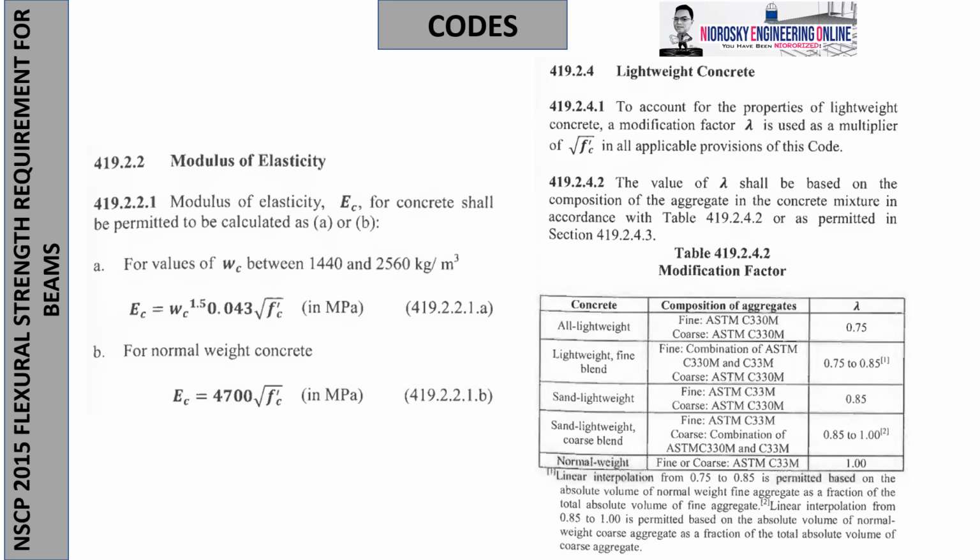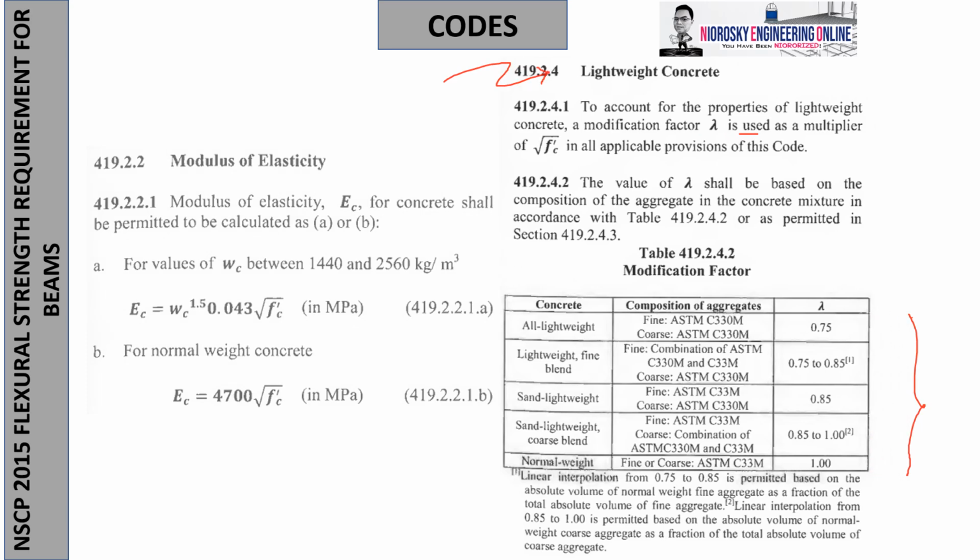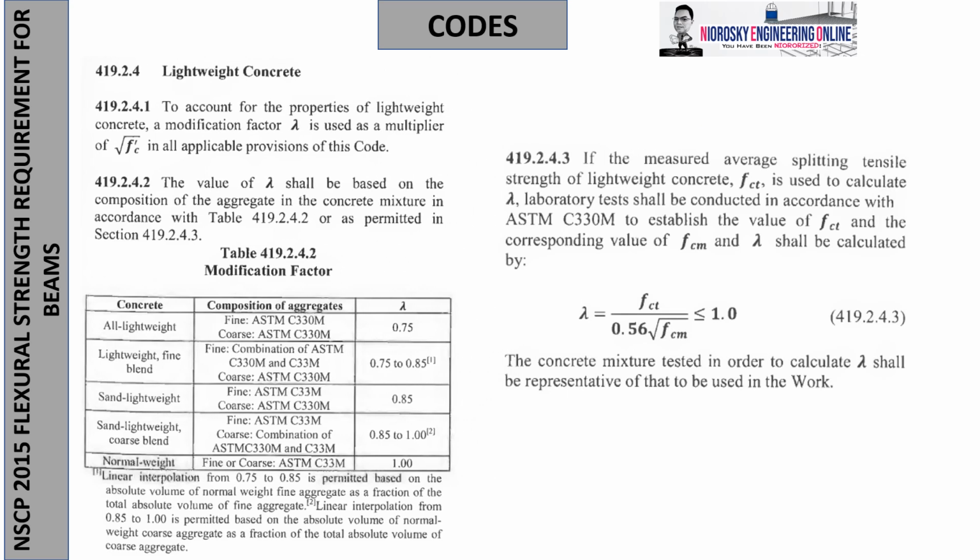Now, this is also what we mentioned in the code before. Let me reiterate for lightweight concrete, this is the lambda factor that should be multiplied. Usually, we are interested in what particular concrete is in use. For lightweight, we need to calculate this, using the following data. But if the exact condition is not in the table, we can verify the calculation of lambda. Although it says here that it can be linearly interpolated.